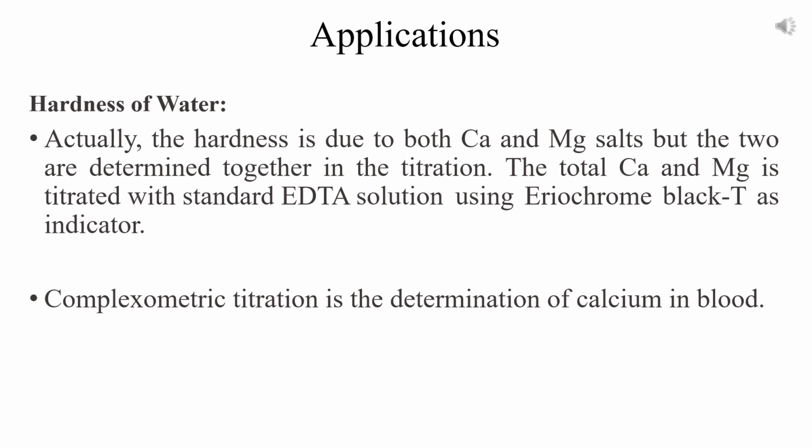Actually, the hardness is due to both calcium and magnesium salts, but the two are determined together in the titration. Total calcium and magnesium is titrated with standard EDTA solution using eriochrome black T as indicator. So the overall hardness of water can be determined by EDTA titration or complexometric titration. The indicator used is eriochrome black T, which we already discussed in principle.